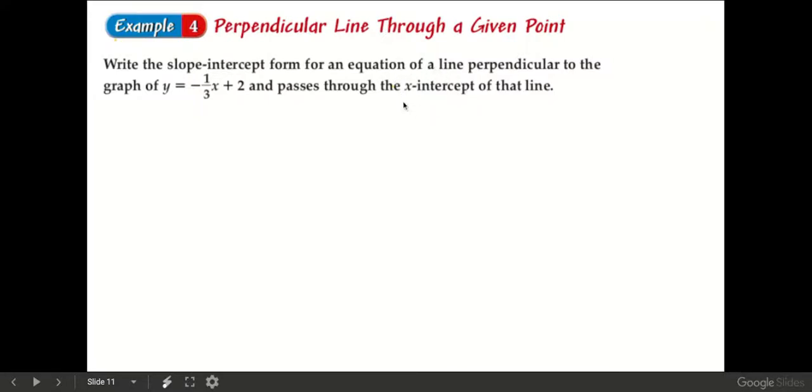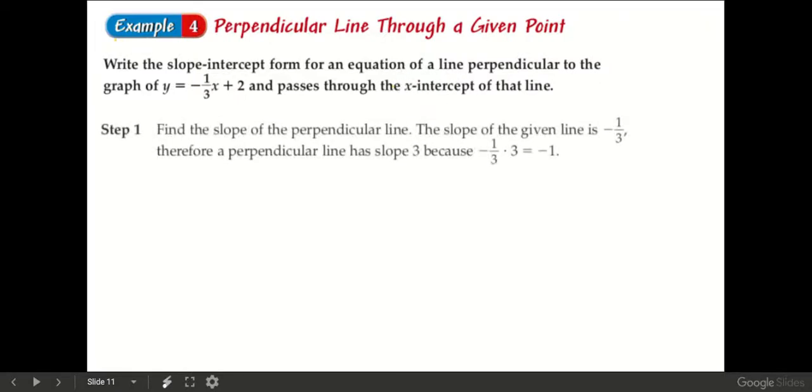But if you remember, x-intercept is just where the line crosses the x-axis. So remember, the line always crosses the x-axis when the y-coordinate is 0. So I have to solve for that. So step 1 is I need to find the slope of the perpendicular line for this one, right? So perpendicular to negative 1/3 would be positive 3/1. And positive 3/1 is just 3. So my perpendicular slope to negative 1/3 is positive 3.